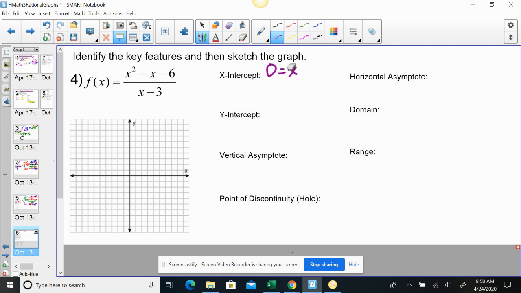X-intercept, set your numerator equal to 0. So x squared minus x minus 6. So we're going to have -3 and +2.